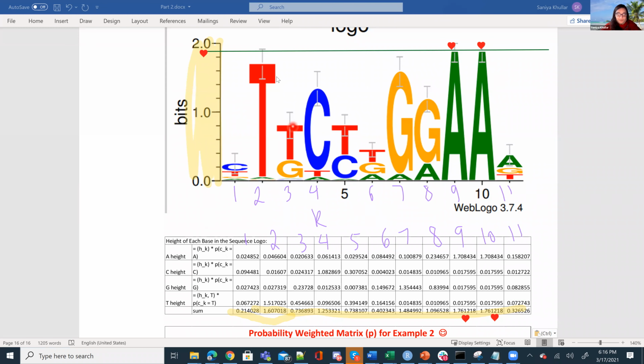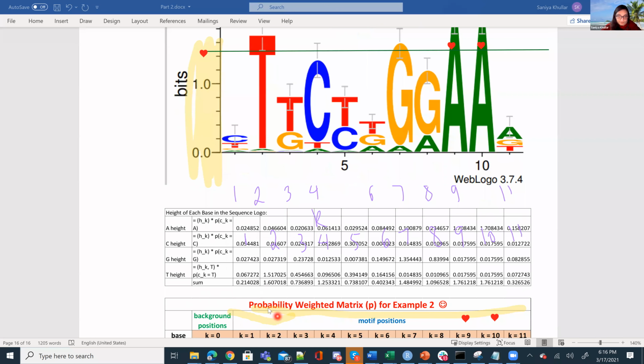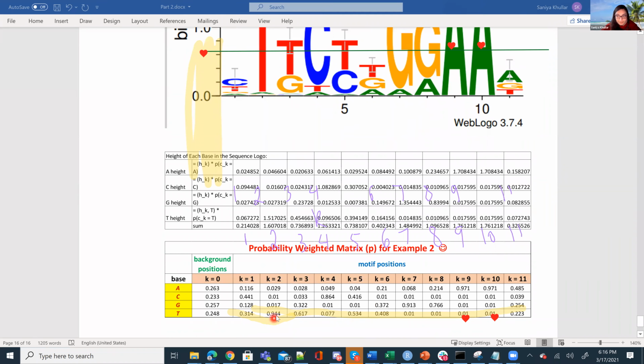So what we're going to see, okay, well, 2 also seems like it has a pretty high, like 1.60, right? And then we can scroll down a bit to see, okay, why is that the case? Well, we have 0.944 over here. It's not quite as high as these values here, but it's still pretty high, like 94.4% of the time do we expect a T here. So it's still pretty high, right?